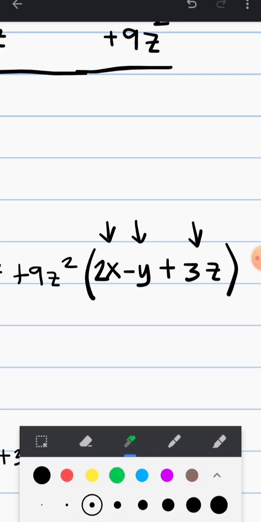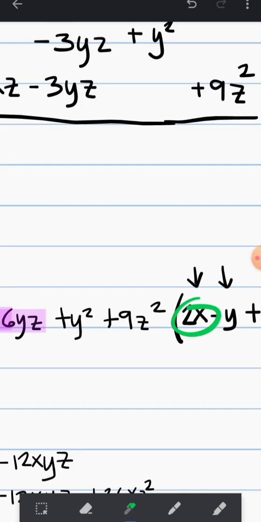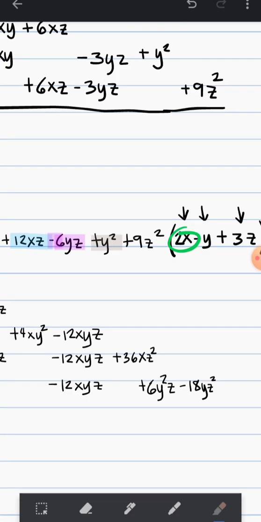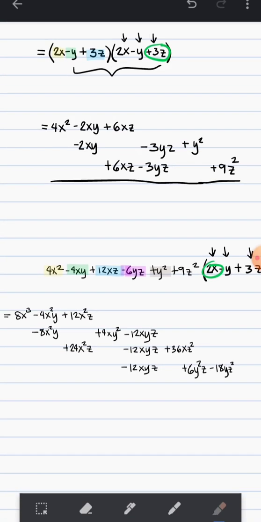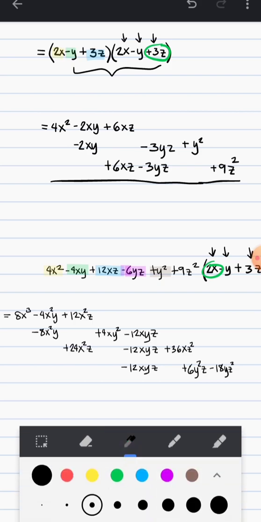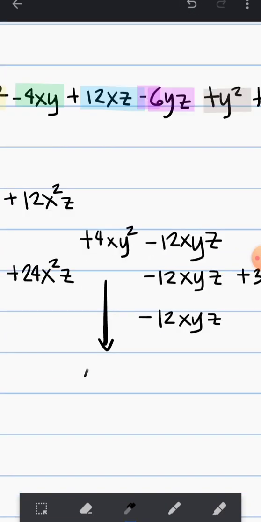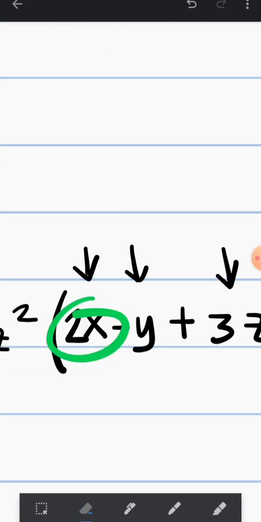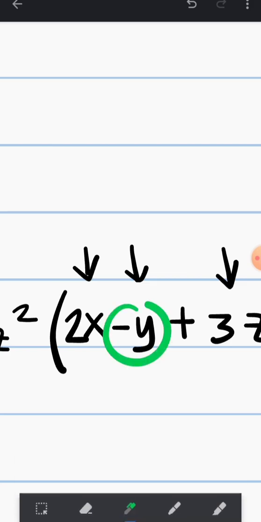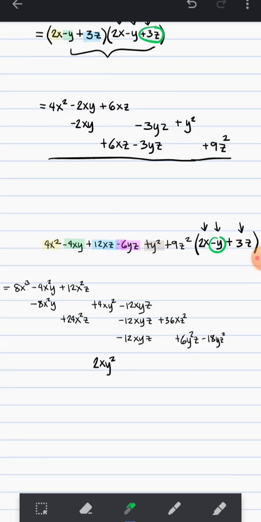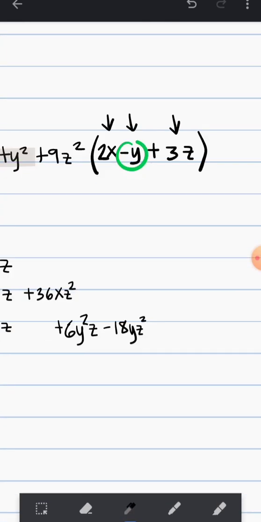So let's move to this term, y squared. Y squared times 2x is basically 2xy squared. I guess we do have xy squared, so that's 2xy squared. And then this term, negative y. Y squared times negative y is negative y cubed. We don't have y cubed, so let's just write it here.